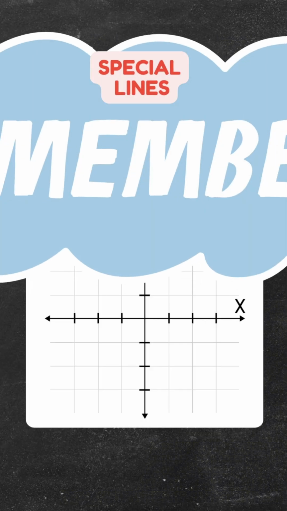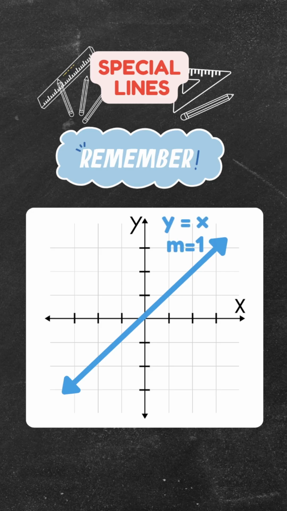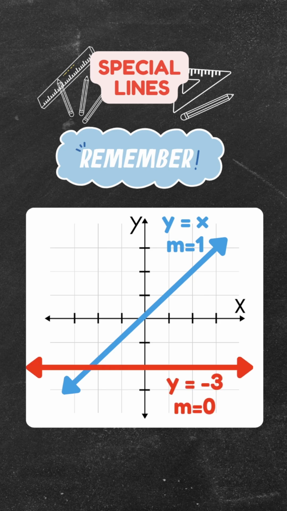Let's recap. Remember, this is going to be on your next test for sure. We have a diagonal line, which is y equals x, and the slope is going to be 1. For a horizontal line, it's always going to be y equals a number, and the slope is 0. It's flat. And for vertical lines, in this case, x equals 3, the slope is undefined. So remember, vertical lines, slope is undefined.